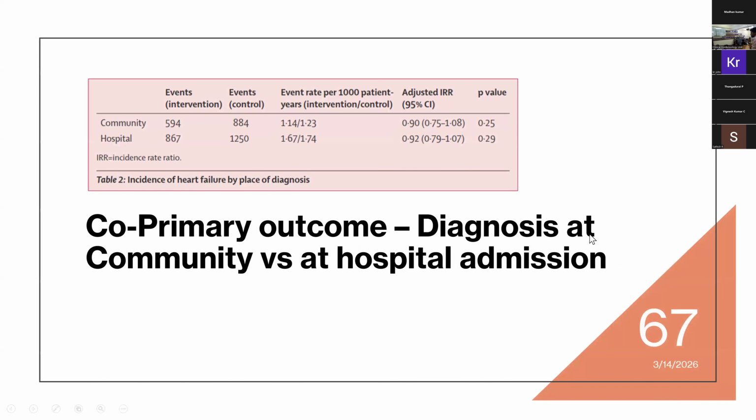The co-primary outcome was whether it improved the diagnosis of heart failure in the community as compared to diagnosis of heart failure at the hospital. Even here, the adjusted incidence rate ratio was not different, and it did not improve the diagnosis of heart failure in the community setting.